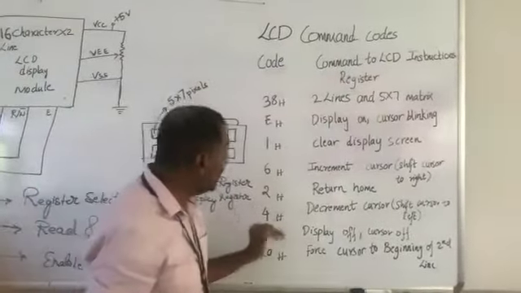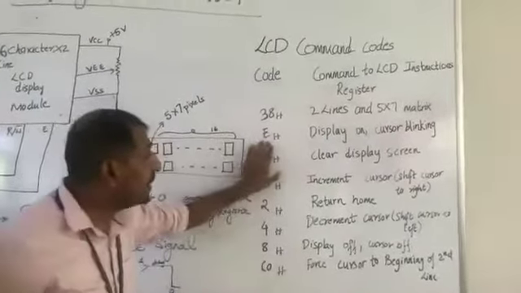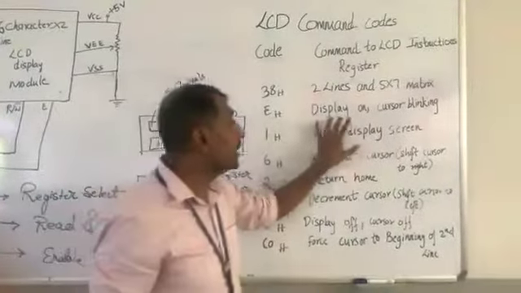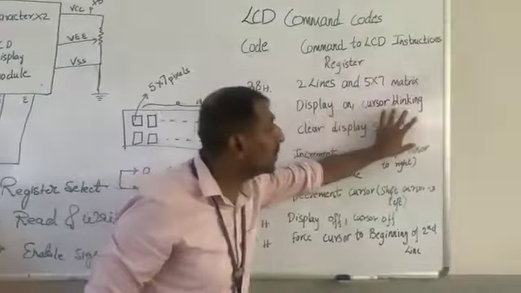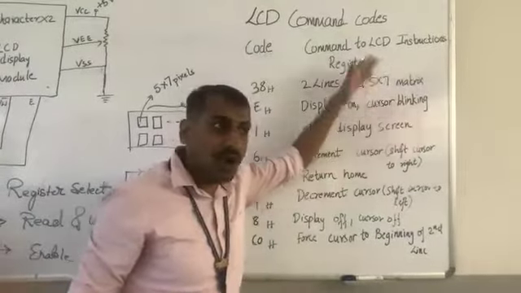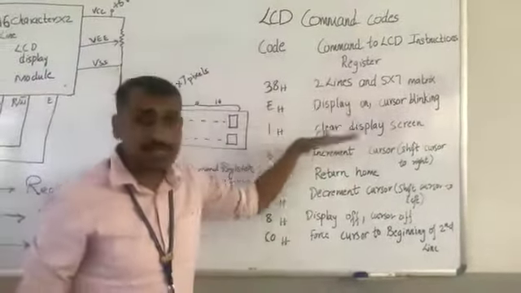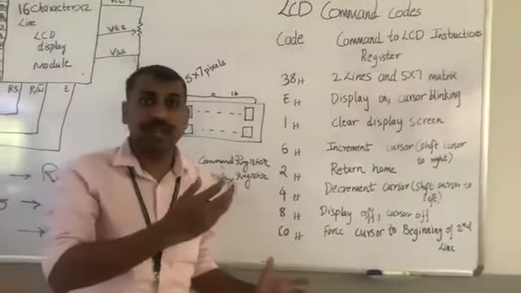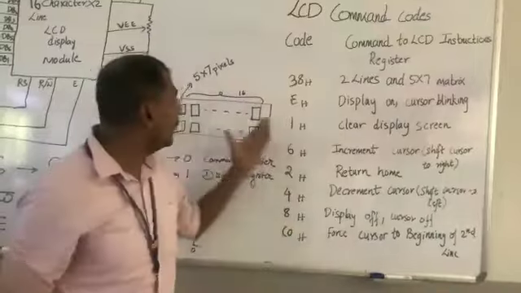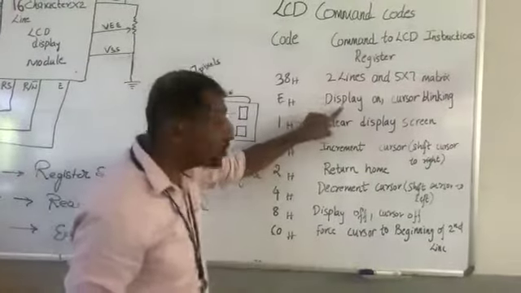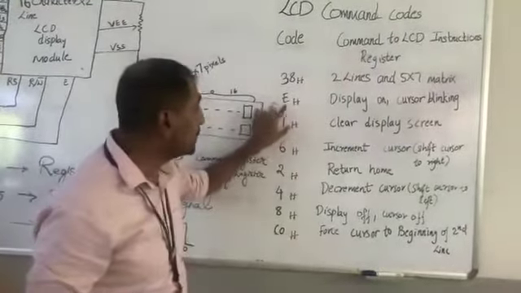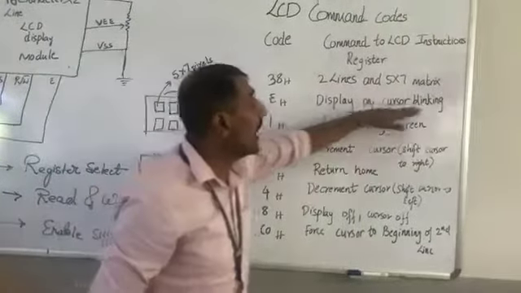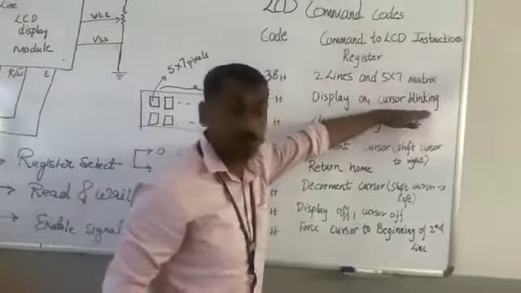Okay. Similarly, if we send 0EH to this LCD panel, then the display gets on and also the cursor starts blinking. All these are preliminary arrangements that you need to make before displaying a character or before displaying any data on the LCD, right? So this is also a must. You need to send 0EH so that the LCD panel gets on and starts blinking a cursor, right?